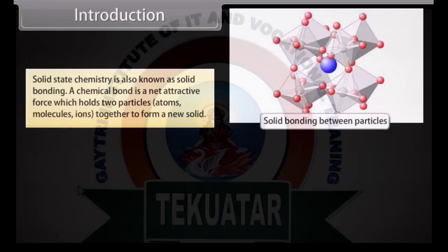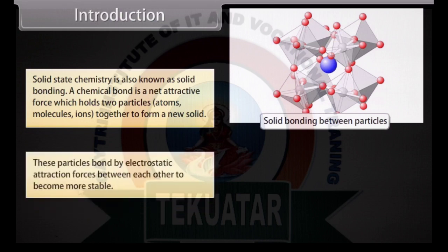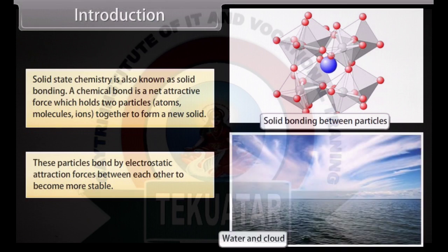Solid-state chemistry is also known as solid bonding. A chemical bond is a net attractive force which holds two particles, atoms, molecules, or ions, together to form a new solid. These particles bond by electrostatic attraction forces between each other to become more stable. Think about it. If you're not solid, you will be nothing, not even water or cloud. Thanks to solid bonding.